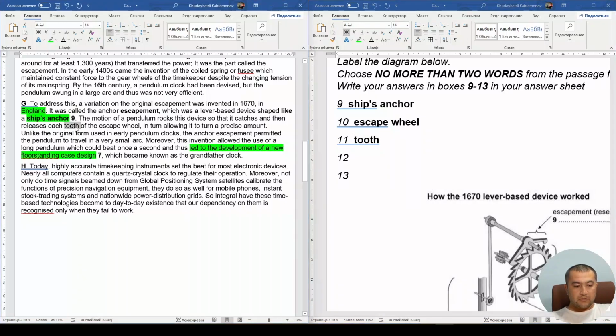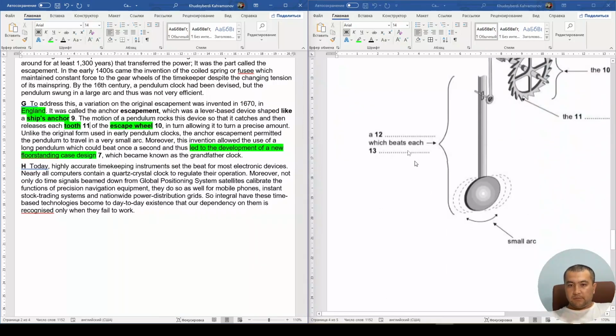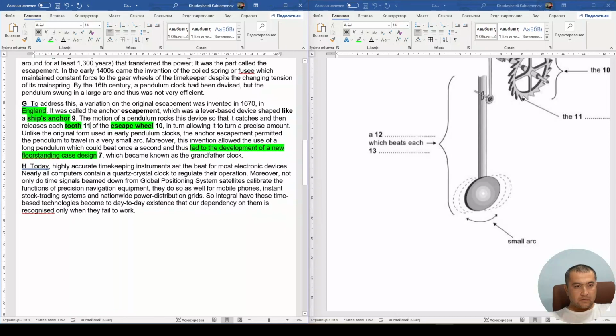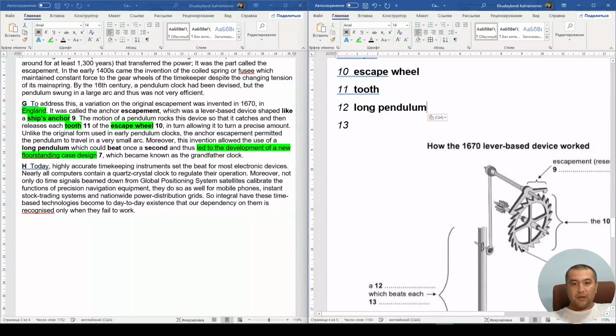All right, let's highlight the words here, escape wheel. 10 and 11. So a something which beats each something, right? Moreover, this invention allowed the use of a long pendulum, which could beat once a second. As you see, this one is long, and that's why 12 should be long pendulum.